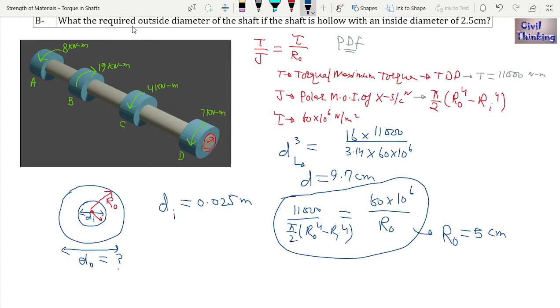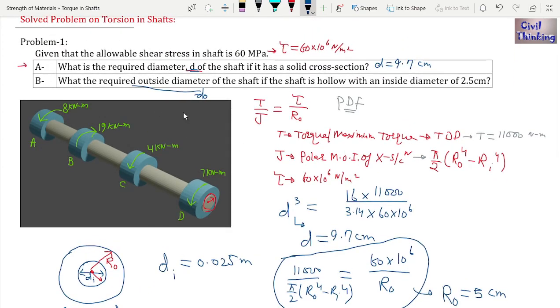Now we have to find the diameter, right? What is the required outside diameter? It is d naught. We know diameter is 2 times the outside radius. The radius is 5 centimeters, so it is 2 multiplied by 5 centimeters, which is 10 centimeters. So here you go, you found the outside diameter of this shaft to be 10 centimeters, right? In this way we solved this torsion or torque problem in the shafts, okay.